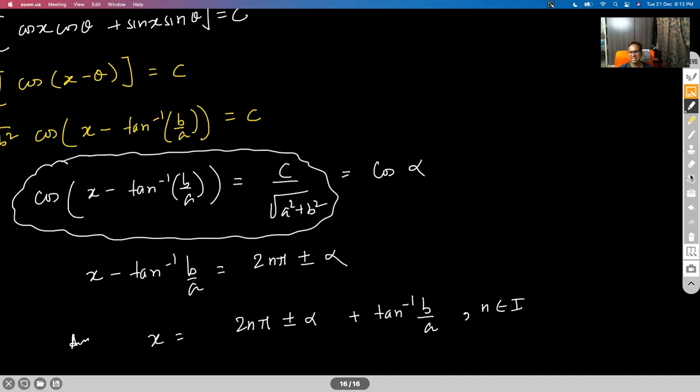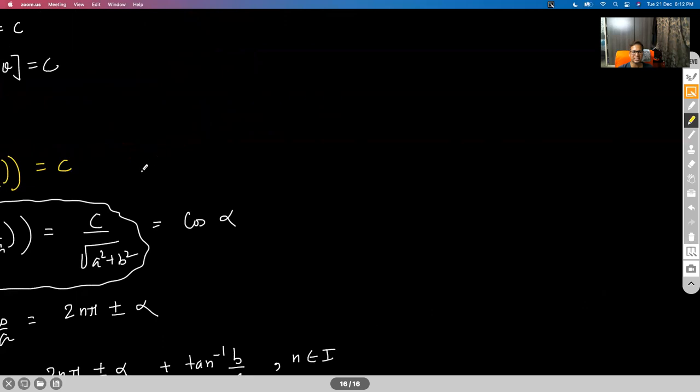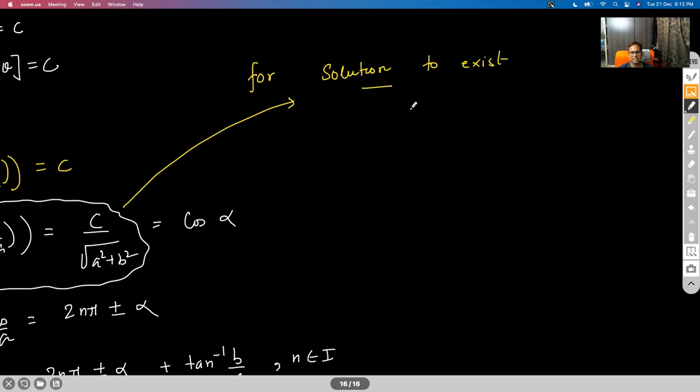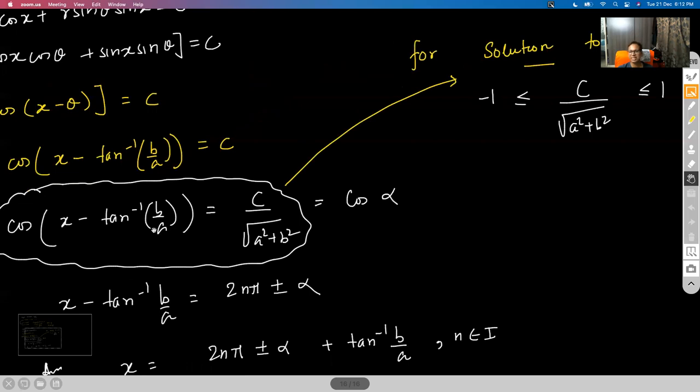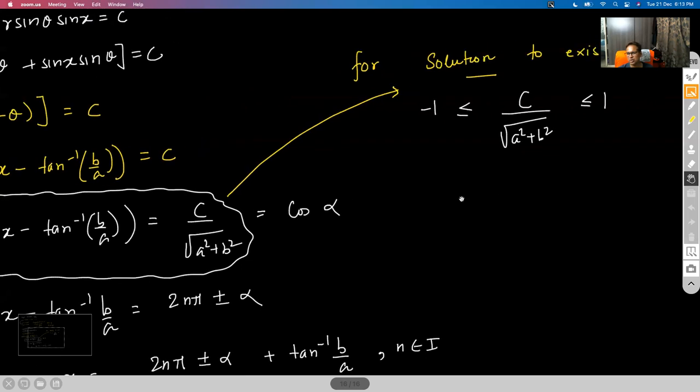This step tells you that cos of some angle is c by under root of a square plus b square. So from this step, I can say for a solution to exist, this term c by under root of a square plus b square should be between minus 1 and 1. Why? Because it is cos of something, right? Cos of any angle, no matter what the angle is, is restricted between minus 1 and 1, right?